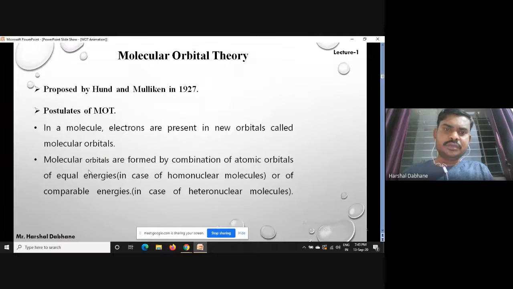Some are homonuclear molecules and some are heteronuclear. Cl2, H2, O2, N2 are homonuclear molecules, whereas CO2, CO and NO are heteronuclear molecules, where we have two different elements or atoms. That molecule is the heteronuclear molecule.